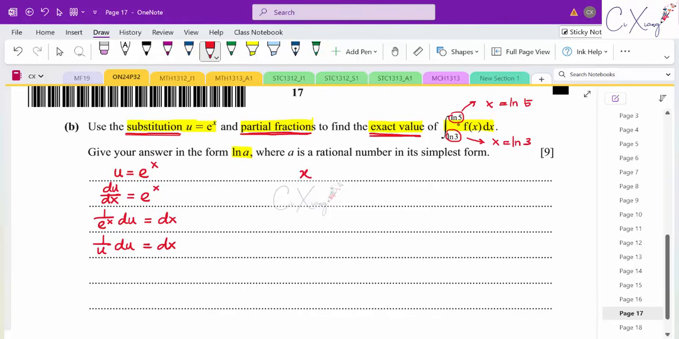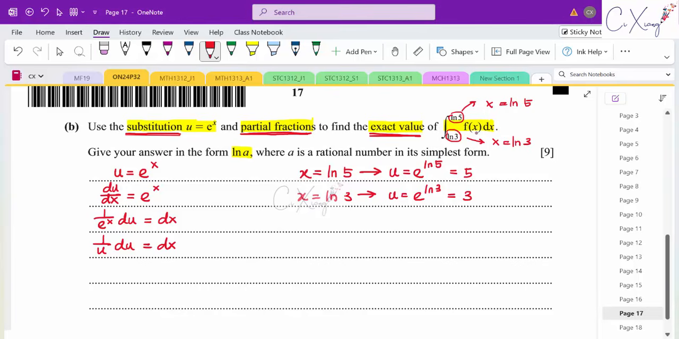When x equals ln 5, what happens to the value of u? So u equals e power ln 5. You press the calculator and see, the calculator will give you a value of 5. Then when x equals ln 3, also very straightforward, your u will be equal to e power ln 3. So the answer is basically 3.